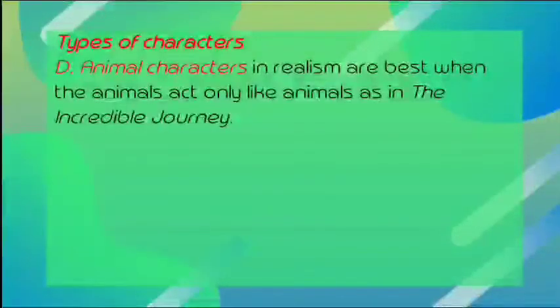And the last one, we have the animal characters. In realism, they are best when the animals act only like animals, as in The Incredible Journey. Sometimes in fables, animals are the characters in the story. They are not human, they are not inanimate objects, they are still moving, they still have life, but they are classified as animals. Those are the types of characters that we can encounter in a story.